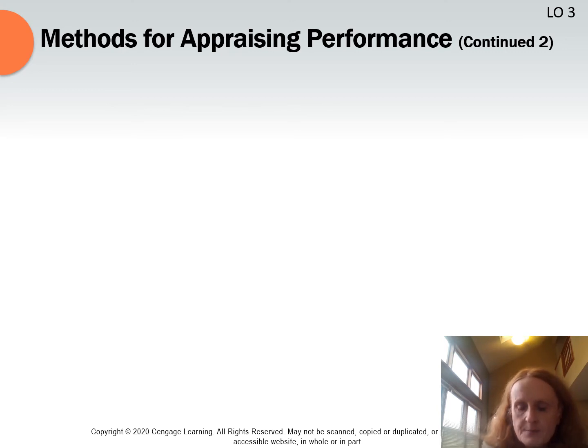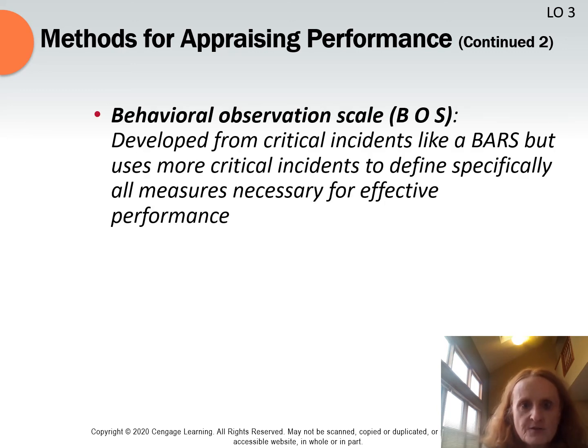Additional methods for appraising performance include the behavioral observation scale, also known as BOS. It's developed from critical incidents like a BARS, but uses more critical incidents to define specifically all measures necessary for effective performance. Also, unlike BARS, BOS allows managers to rate the frequency with which the individual has exhibited each behavior during the rating period. The manager then averages these ratings and calculates an overall performance rating for the individual. However, it takes more time to develop the BOS system than the BARS system, and it can be even more expensive.